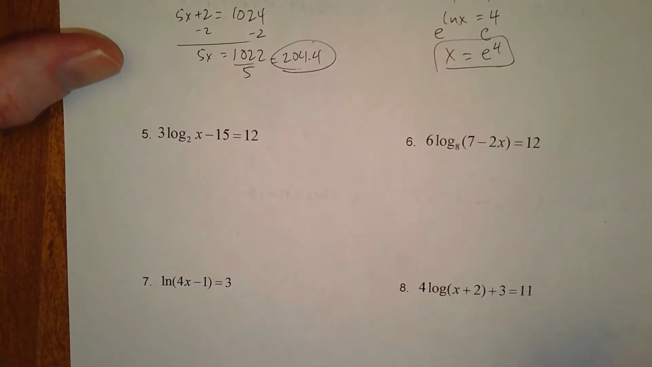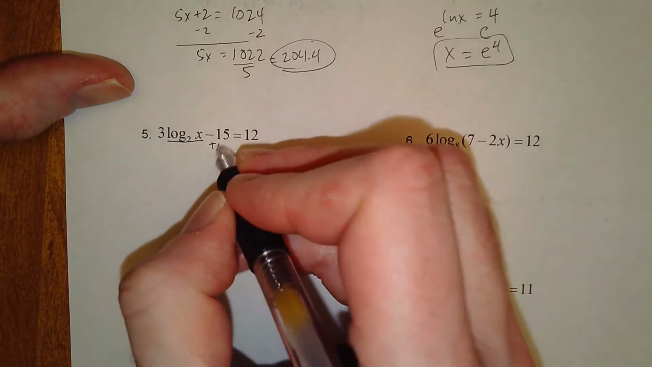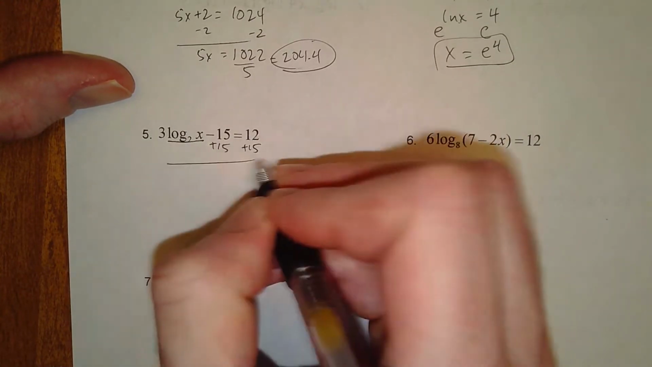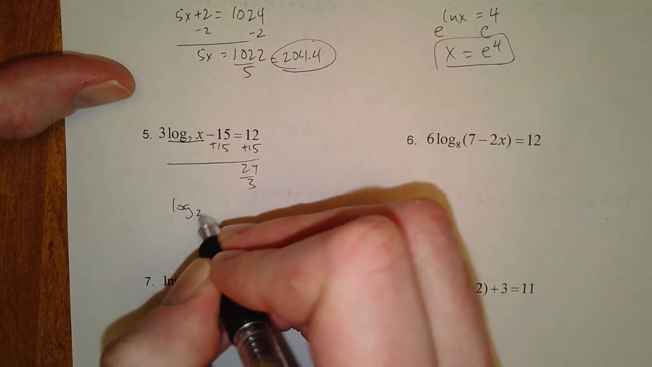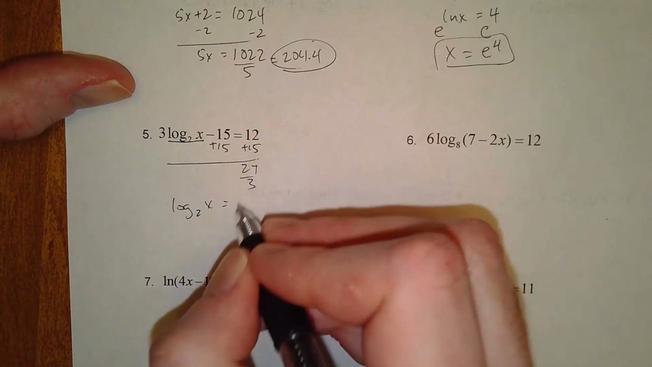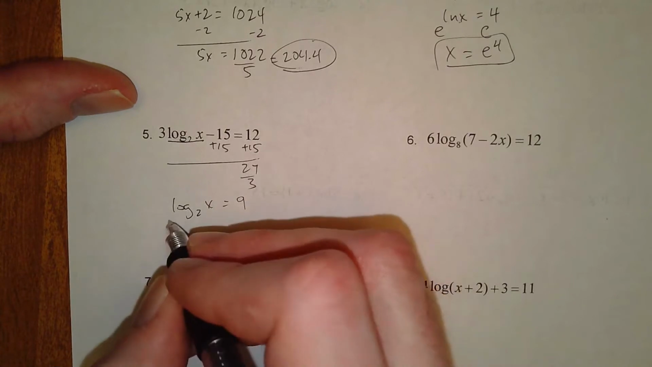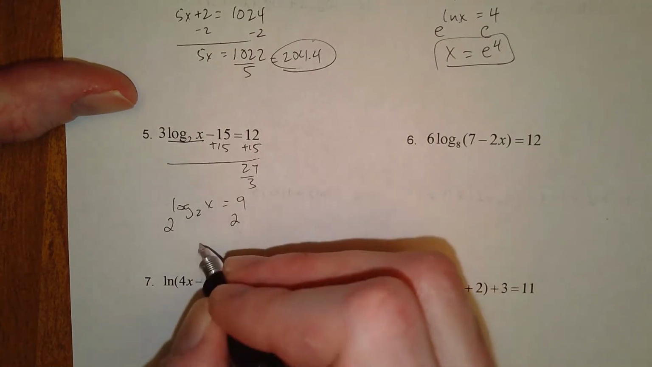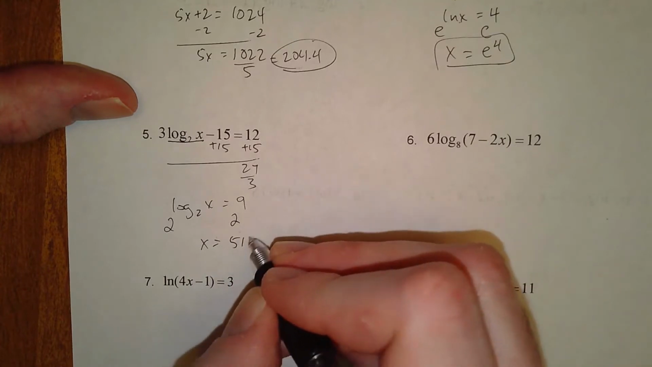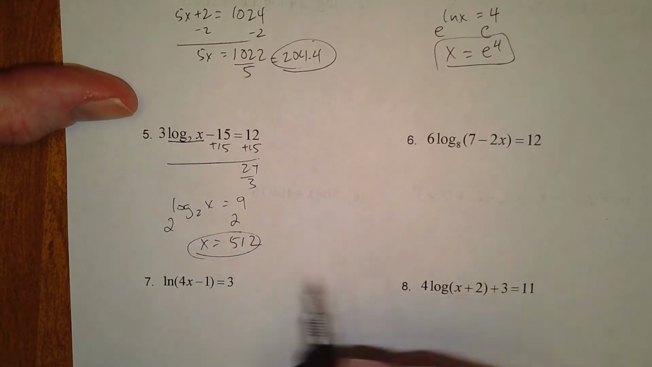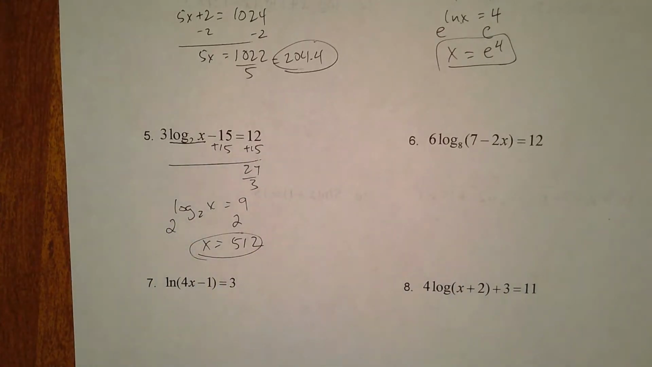Number 5. Again, here's the logarithm, so get it by itself. So I'm going to add 15. So that's 27, and then divide by 3. So log base 2 of x would equal 9. And now 2 is the base, so I'm going to take 2 to both powers here. So I've got x, and then 2 to the 9th is 512, and that's x by itself. Plug it back in, that argument is positive, so it's okay. So 512 works.